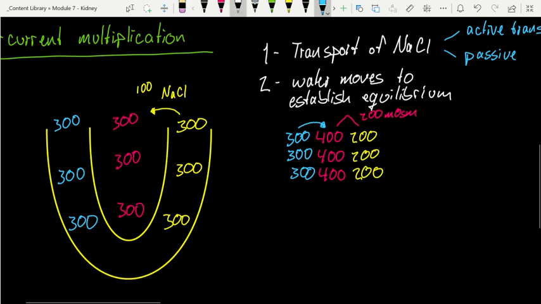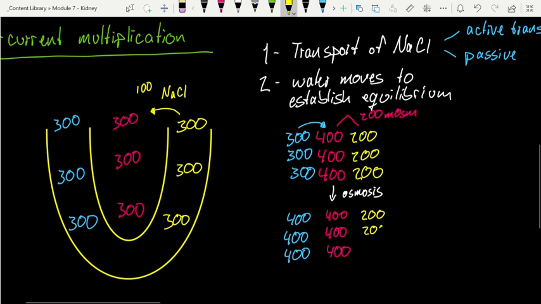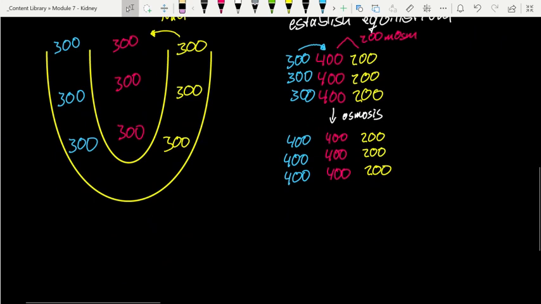So as this happens, it will move until we establish a new equilibrium. And so following osmosis, we have the following numbers: 400, 400, 400 in the interstitial space, 400, 400, 400, and over here 200, 200, 200. The next thing we have to recognize is that water is always flowing. And so we're going to see movement in that direction.